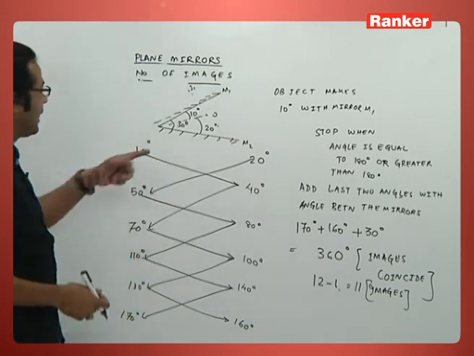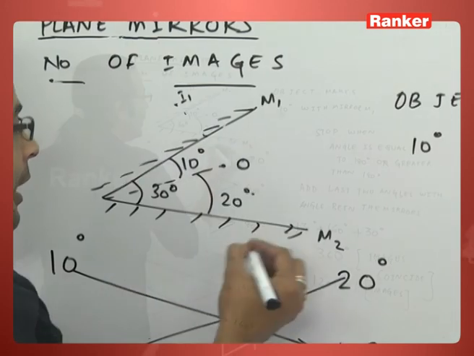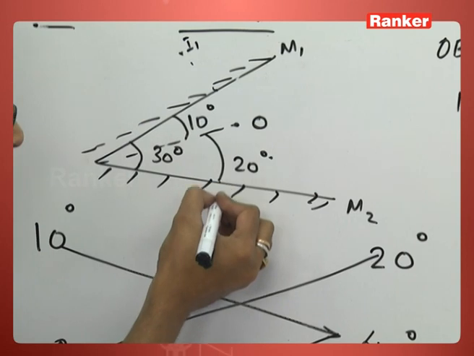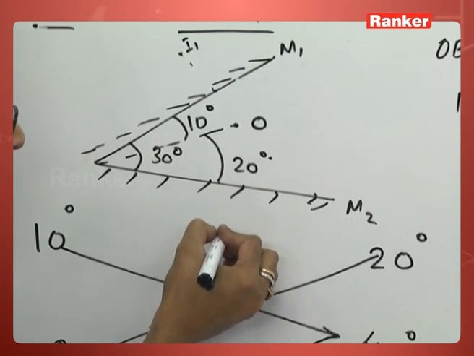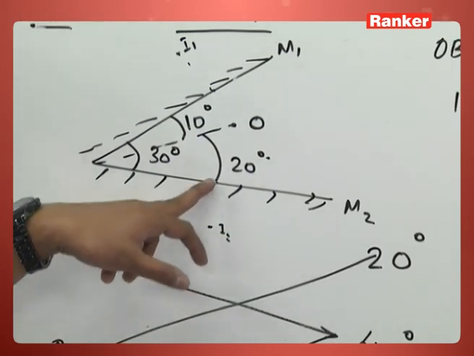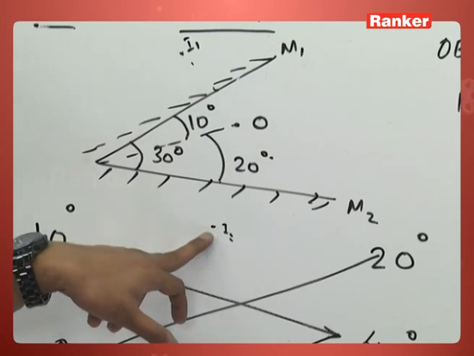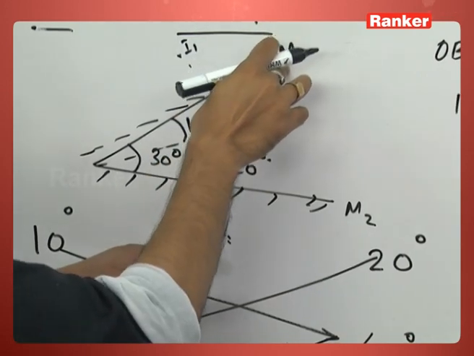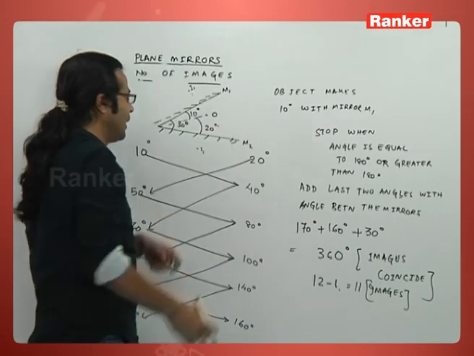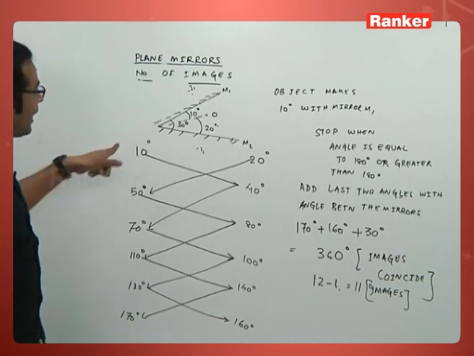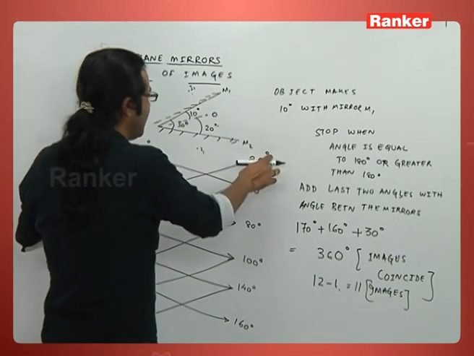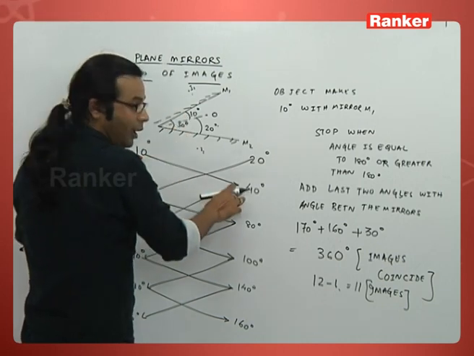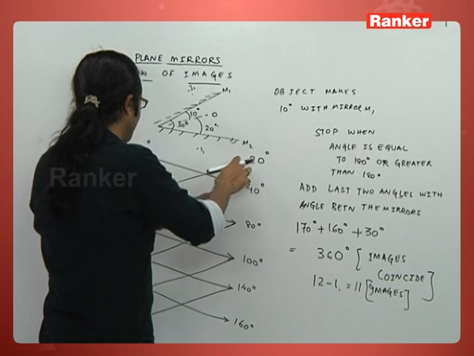Suppose I say let us go with the mirror M2, object O is making an angle 20 degree with mirror M2. Obviously the image will be over here, and this one is making an angle obviously 20 degree. This image acting as an object for mirror M1, 20 plus 30, will be nothing but 50. So what I did, this object 10 degree and 20 degree. So 10 plus total angle between the mirrors 30, 40. Here I am taking 20, 20 plus 30, 50.